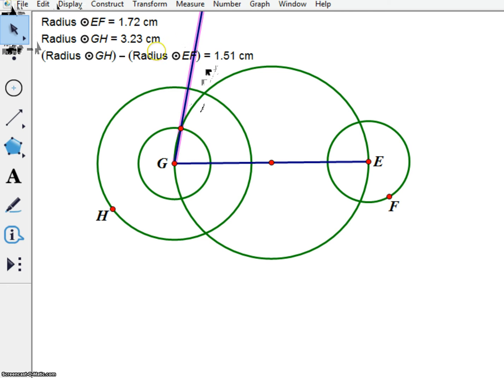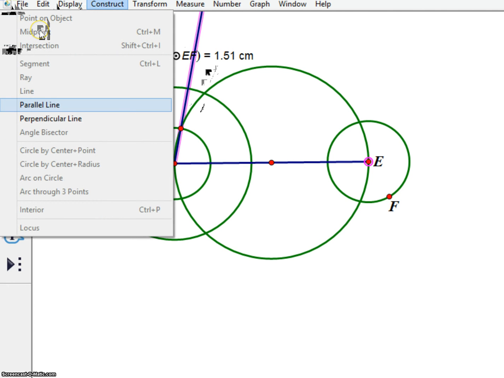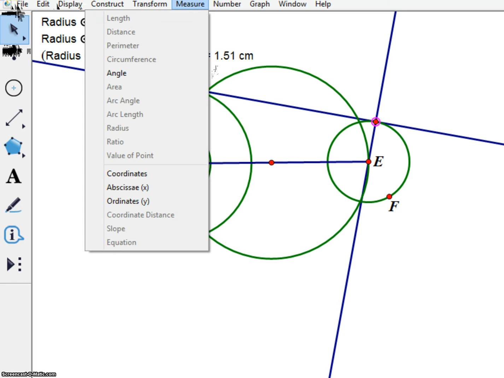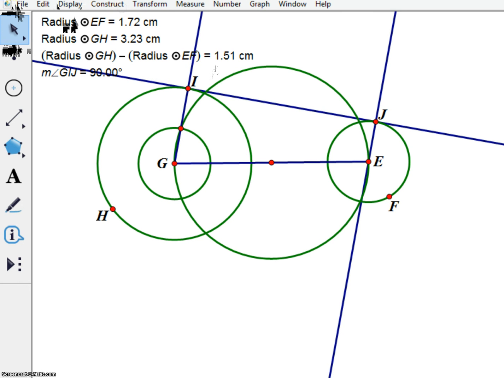Now I want to create a line parallel to this one from the center of this, so I basically have the same angle here. Okay, now last step, I'm just going to connect the two. And that should be 90 degrees. Cool. Alright, so we know that this is 90 degrees.